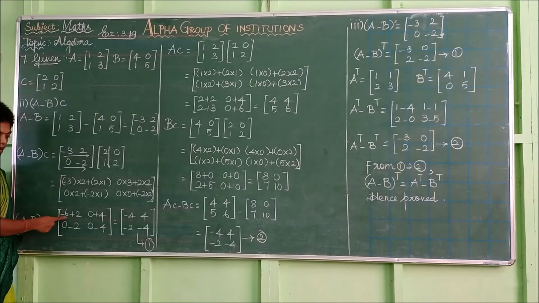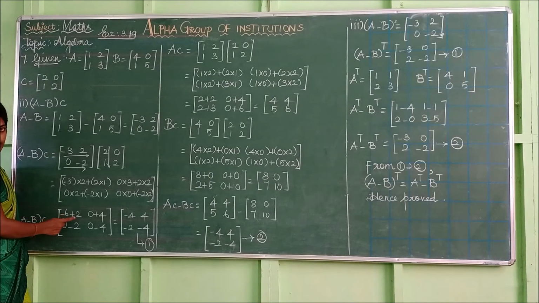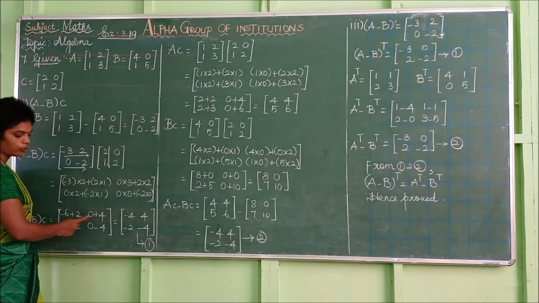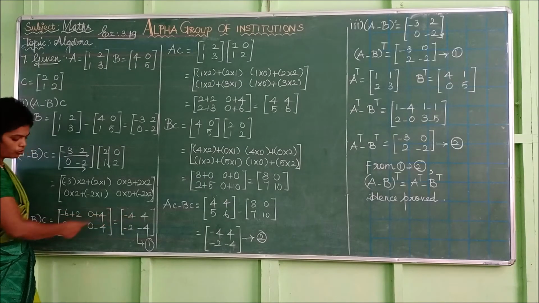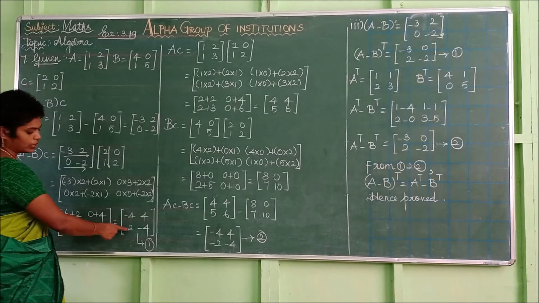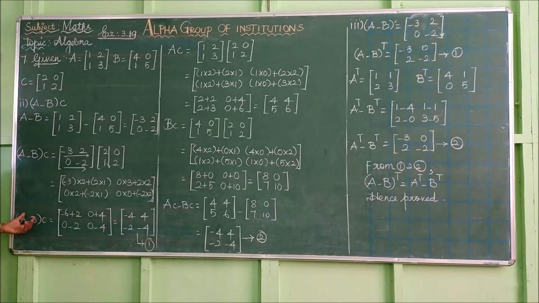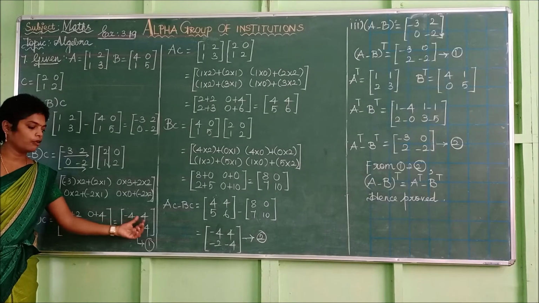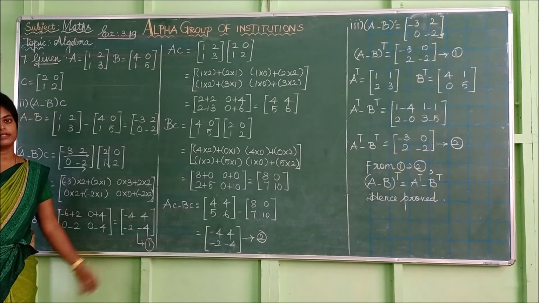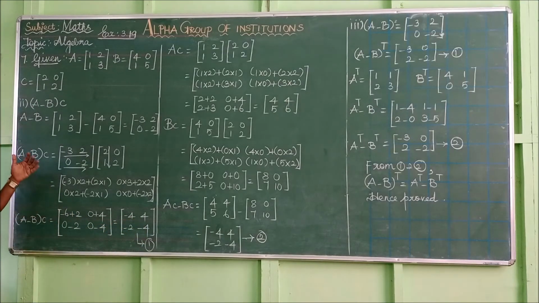Now listen, minus 6 plus 2 is minus 4. 0 plus 4 is 4. Then 0 minus 2 is minus 2. 0 minus 4 is minus 4. So finally we got the matrix A minus B into C: minus 4, 4, minus 2, minus 4. Now we have to find our right hand side.